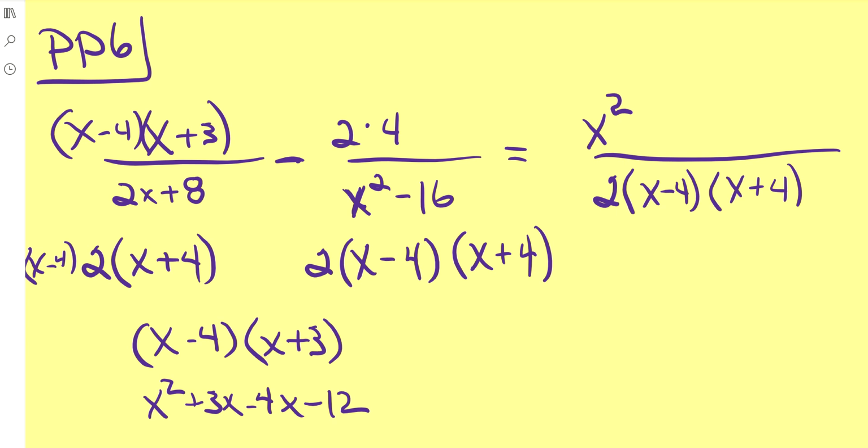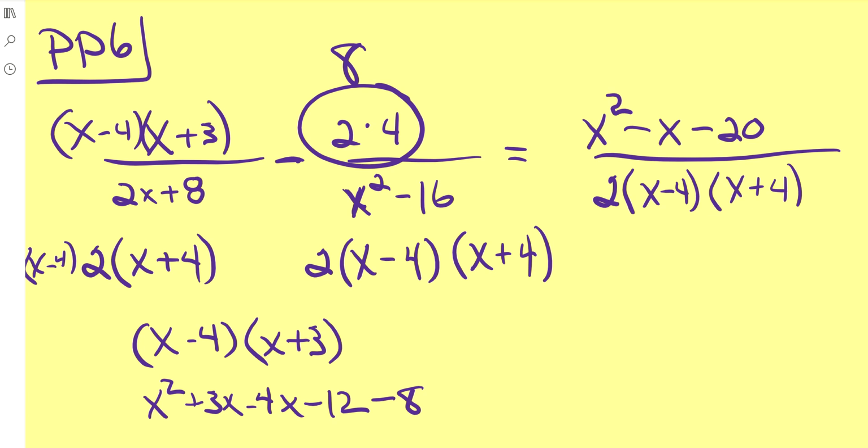And then I'm going to go ahead and subtract the 8 here. This 2 times 4 is 8. So I'm going to subtract that 8 at the same time. Okay, and then what am I going to have left? I'm going to have x squared minus x, and then negative 12 minus 8 is minus 20.